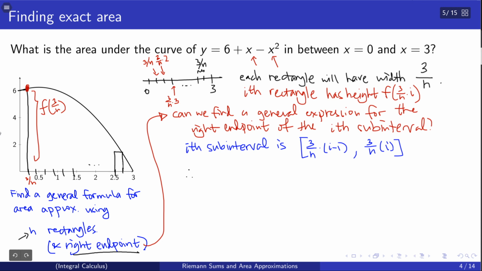Therefore, the area approximation we have using n subintervals, well, now we can use our sigma notation, because we're adding up the areas of all these rectangles together from i equals 1 to n, where in each rectangle you're just multiplying the height, which is 3 over n times i, by the width, which is 3 over n. And this is our general formula for the area approximation using n rectangles and the right endpoint. This is what is called a Riemann sum.